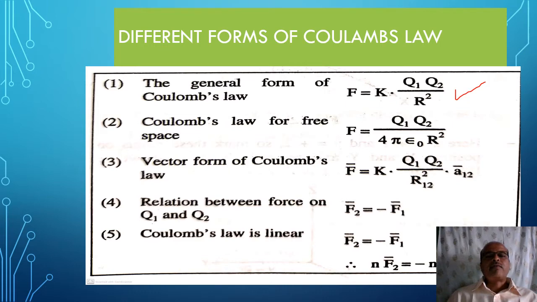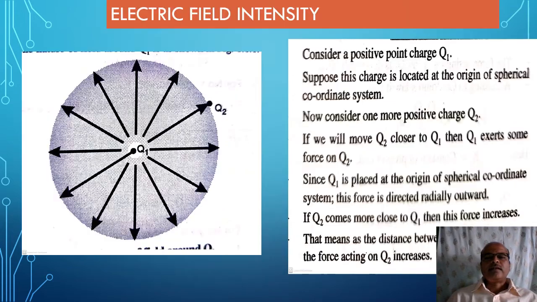The vector form of Coulomb's law is represented as F bar is equal to K into Q1 Q2 upon R12 square into A12 bar or A12 cap. The relation between the force on Q1 and Q2 is given by F2 bar is equal to minus of F1 bar, and this relation is important for problem solving. Then Coulomb's law is linear, that is F2 is equal to minus F1.